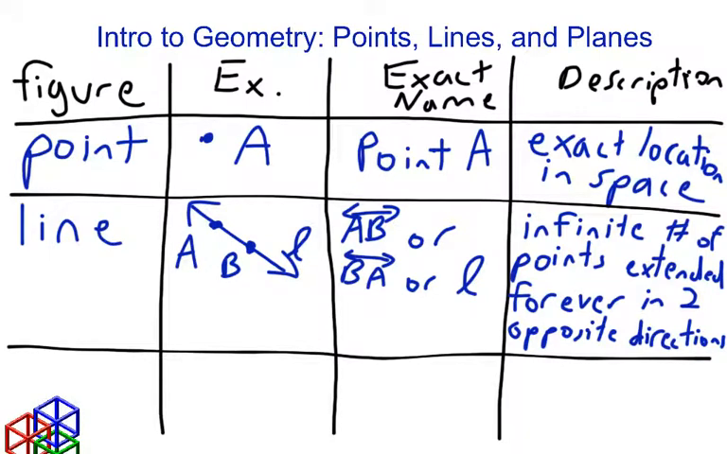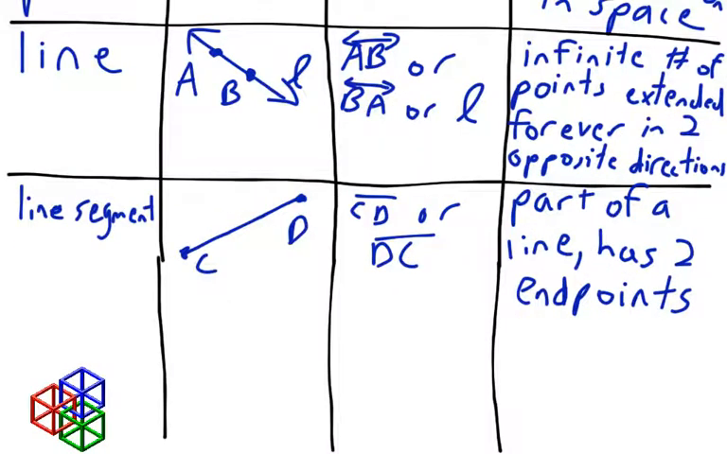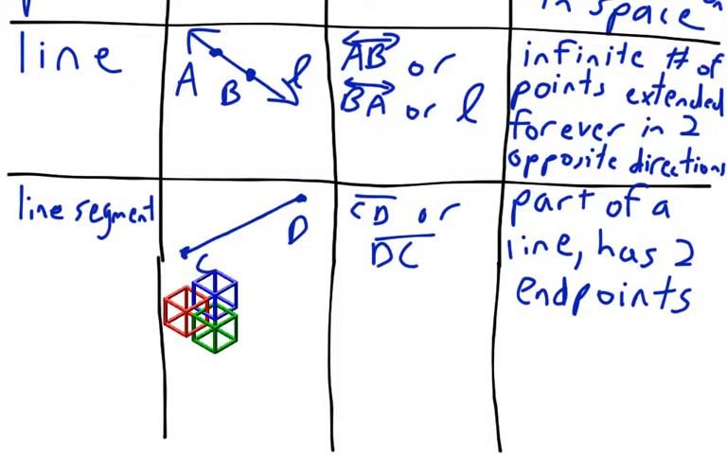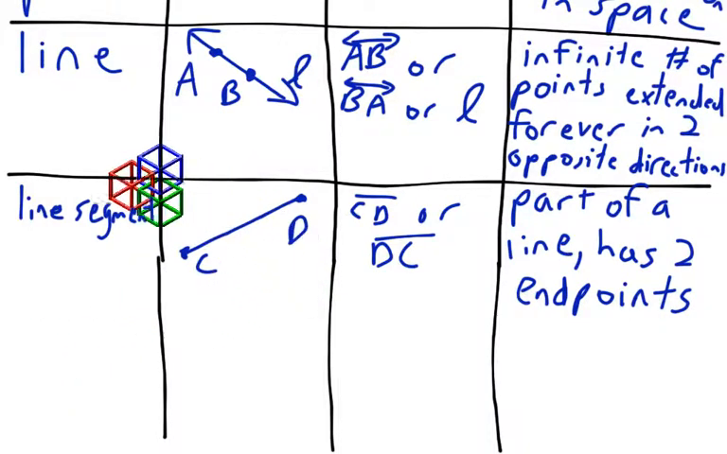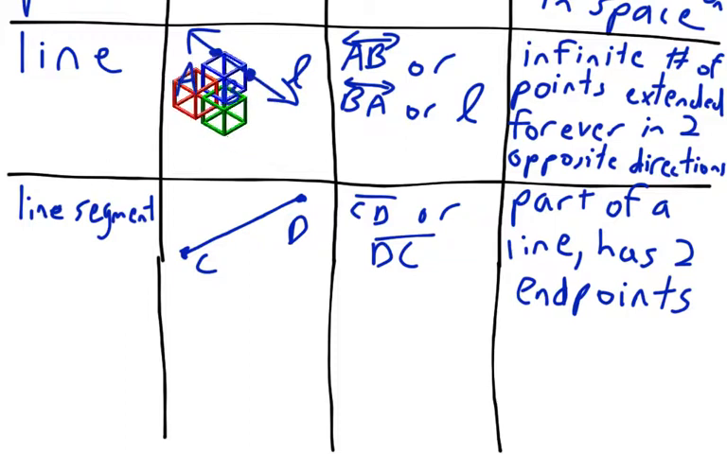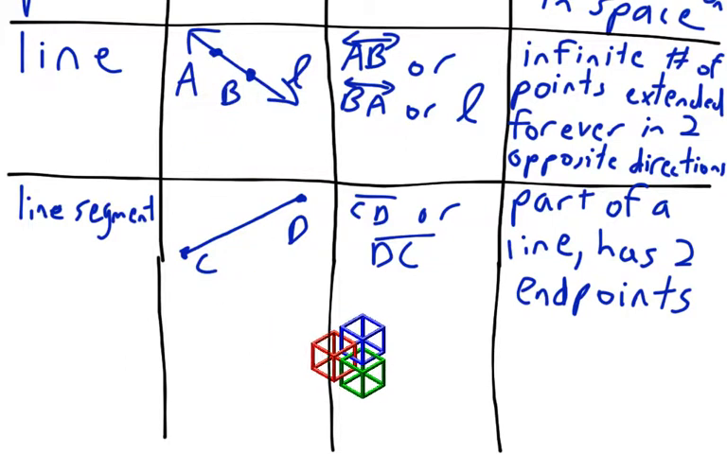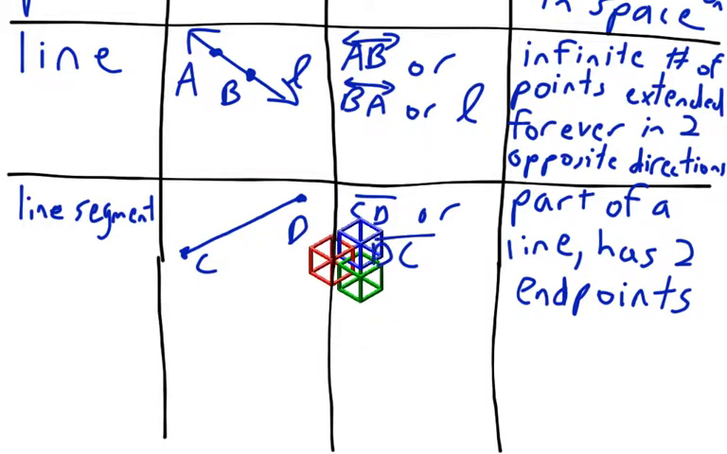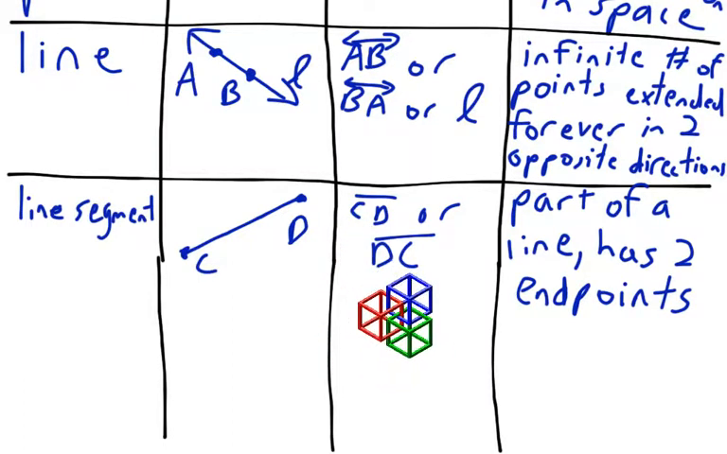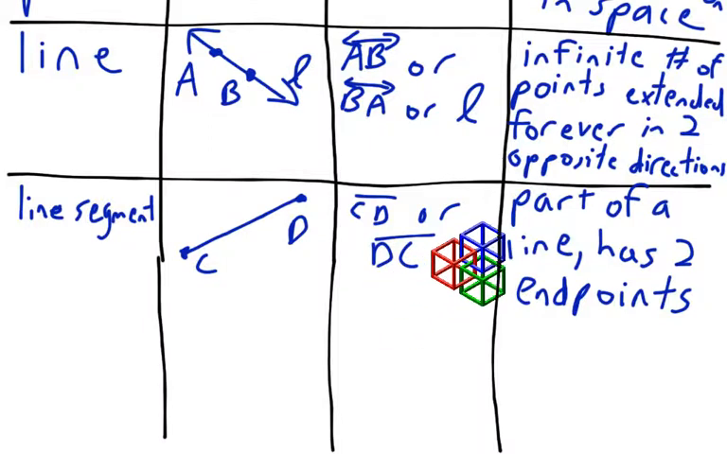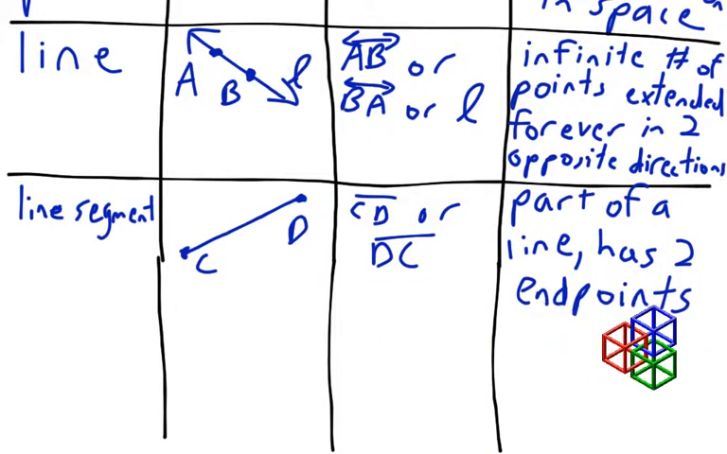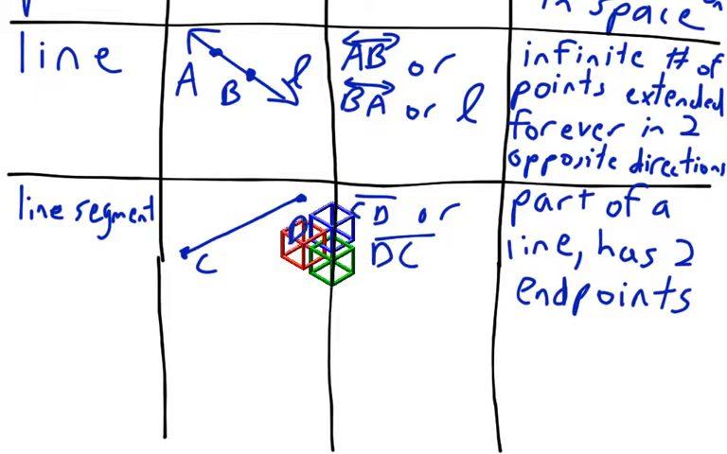All right. Next figure we need to learn about is a line segment, and a line segment is part of a line. So here our line segment is CD, and if we were looking at that other example, line segment AB would make up part of that line. And it doesn't matter the order that we say it, so we could say CD or segment DC. They mean the same thing. And it's part of a line that has two endpoints, so it doesn't go forever in either direction. It stops here and it stops there.